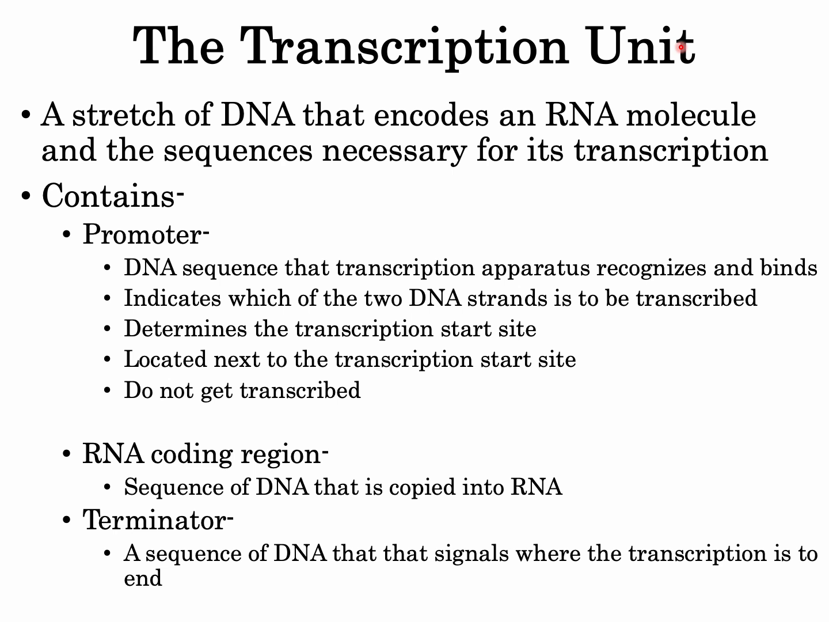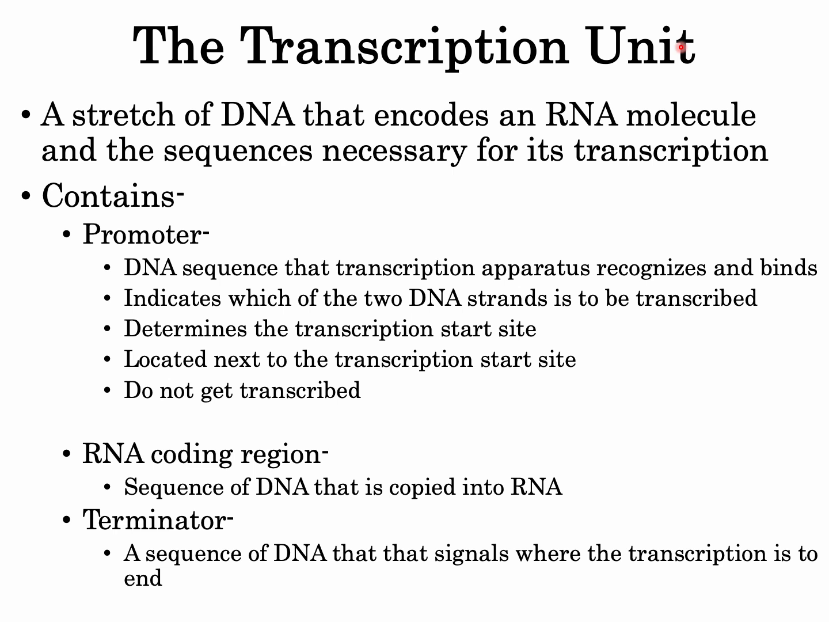Therefore, a transcriptional unit contains a promoter, which is a DNA sequence located upstream of the transcription start site, and this sequence will determine the template strand and the start site for transcription. Also, in a transcriptional unit, you can find the RNA coding region. This is the sequence of DNA that contains information that will be copied into RNA. Last but not least, you will have the terminator sequence that will signal the end of transcription.